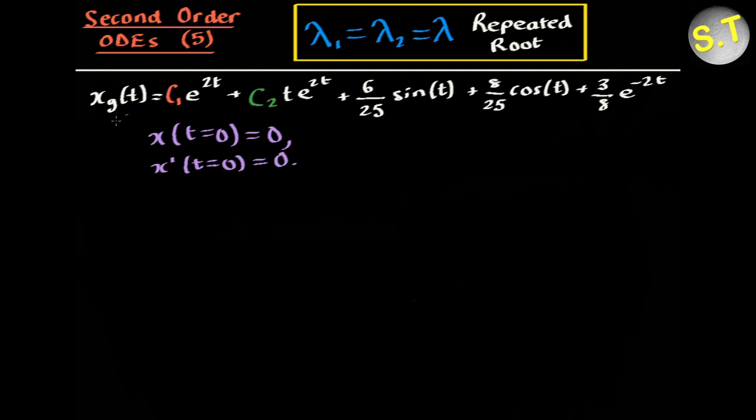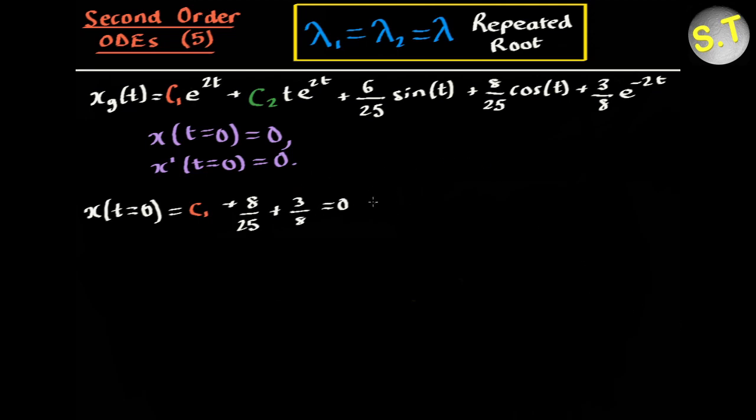So now all we need to do finally is to go through this equation and input t equals 0 and compute it equal to 0. So at time 0, we have C1 times e to the 0, so we just have C1. Next we have C2 times t, so this term will go to 0. And we know that the sine of 0 is also 0, so this term will also go. And we know that the cosine of 0 is 1, so this will retain. So we have plus 8/25. And this will be e to the 0 again, so this will be 1 times 3/8. So we'll keep the plus 3/8. And still is equal to our initial condition, which was 0.